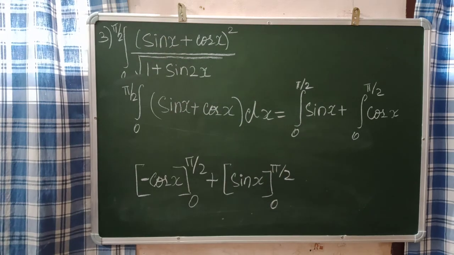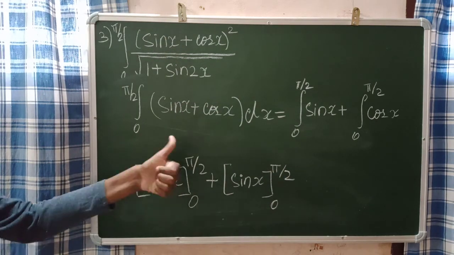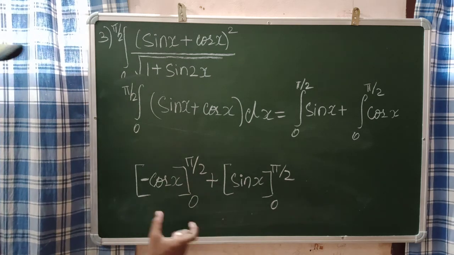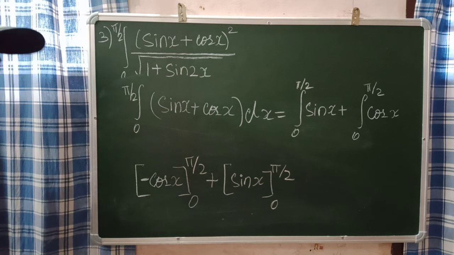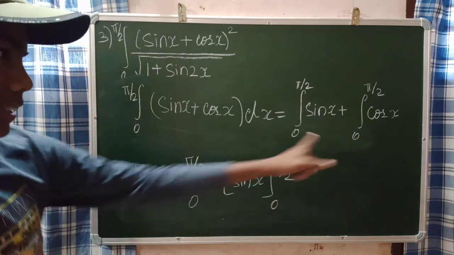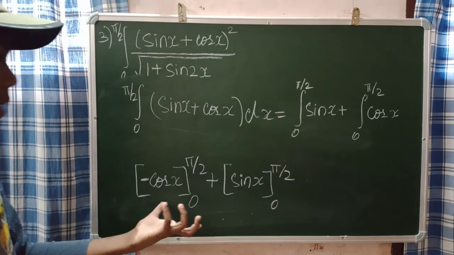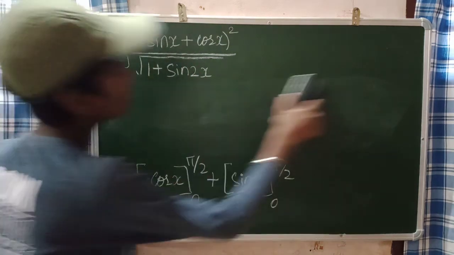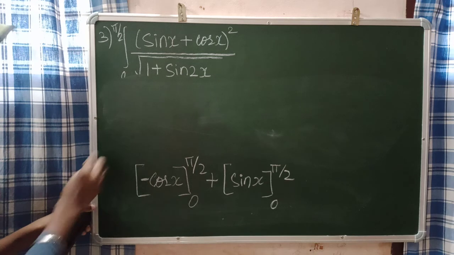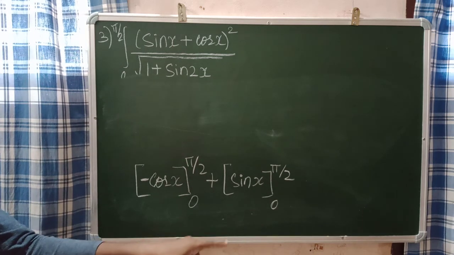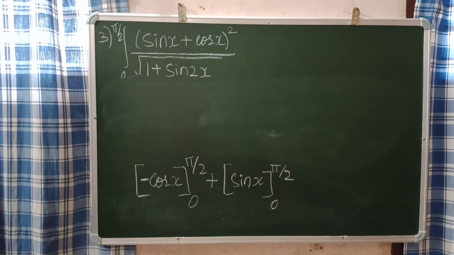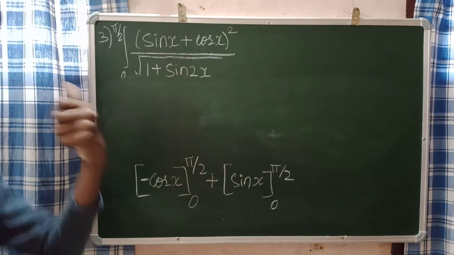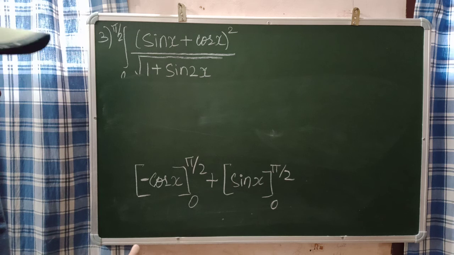Now what you are supposed to do is minus cos x from 0 to pi by 2 plus sin x from 0 to pi by 2. Just try to solve this definite integral, because the integral of sin x is minus cos x and the integral of cos x is sin x. Now you need to solve these limits. So, cos of pi by 2. What is cos of pi by 2? Cos of pi by 2 will be nothing but 0.